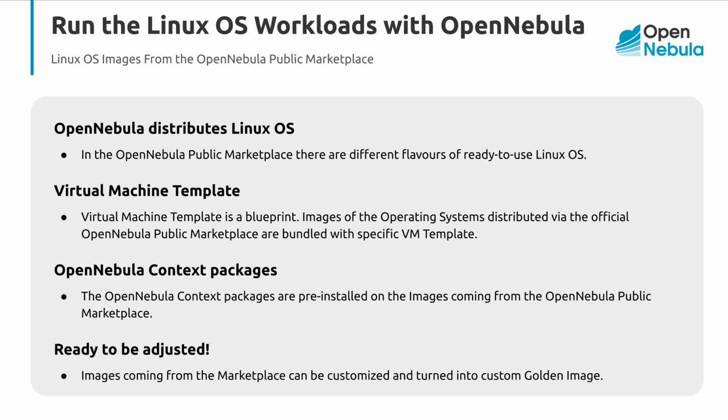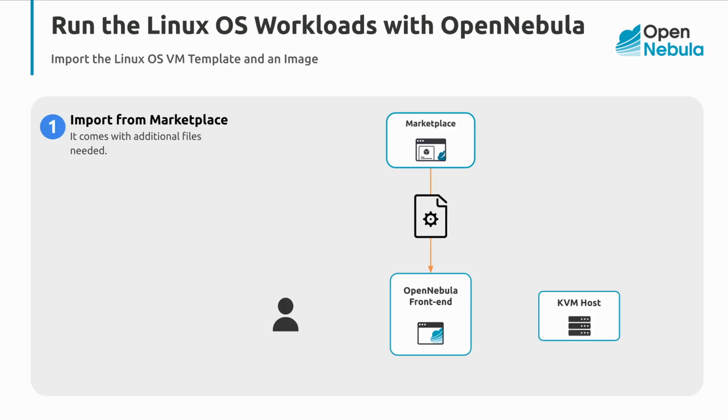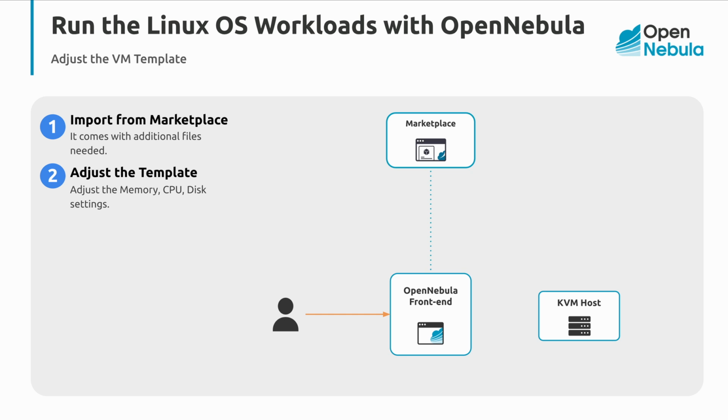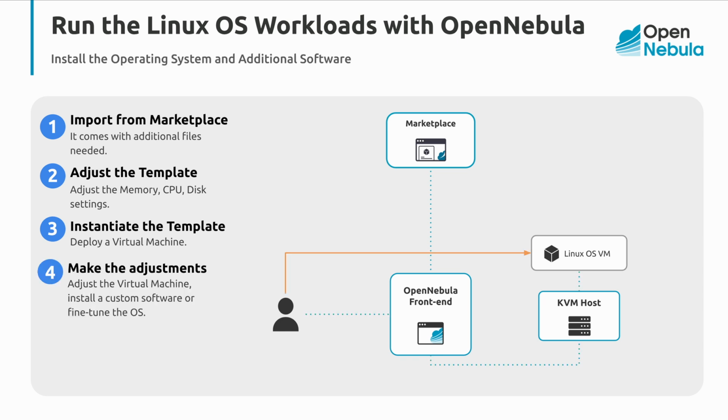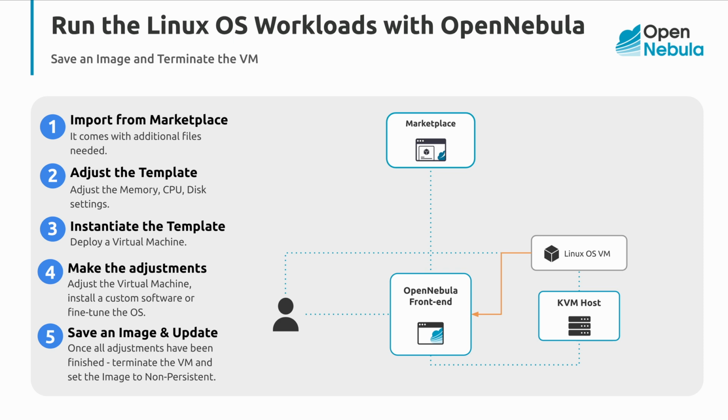Images from the marketplace can be adjusted and turned into your customized golden images that are going to contain your own custom software, operating system hardening, tuning, and other necessary customizations. Import the desired Linux operating system image from the marketplace. If needed, adjust the memory, CPU, vCPU, and other virtual machine features. Note that some of them can be overridden during the instantiation process. Instantiate the virtual machine template for either further usage or to create a custom golden image. Install the software, fine-tune the operating system, or perform other necessary adjustments. Save the disk with the operating system as an image for further usage.